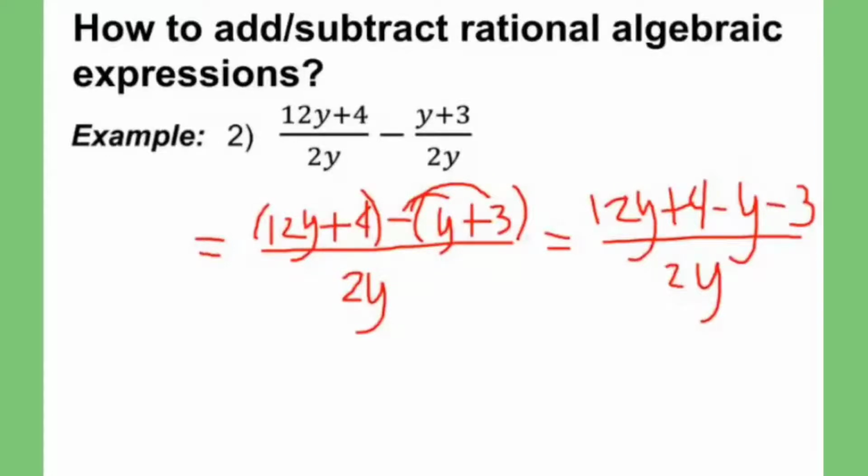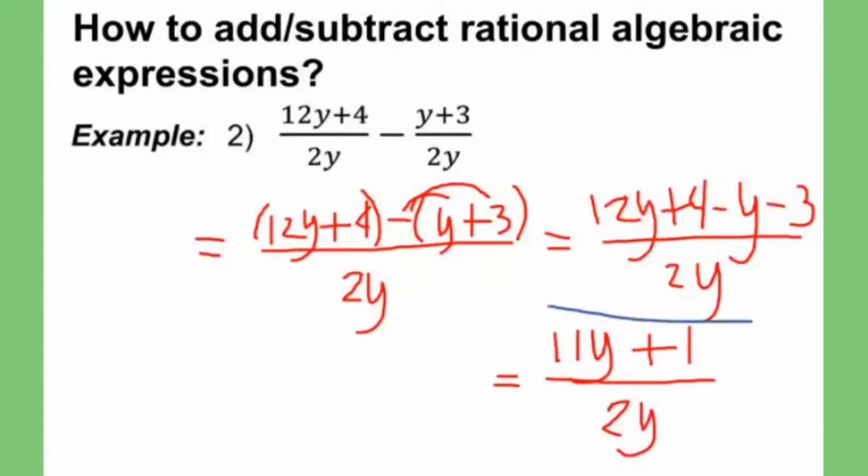So now we combine similar terms. We have 12y and negative y, that is equal to 11y. Positive 4 and negative 3, that is equal to positive 1. And we just copy our denominator y. And this is already our final answer.